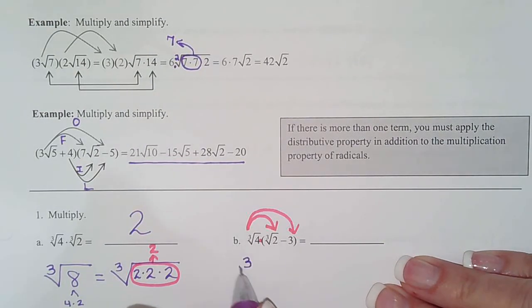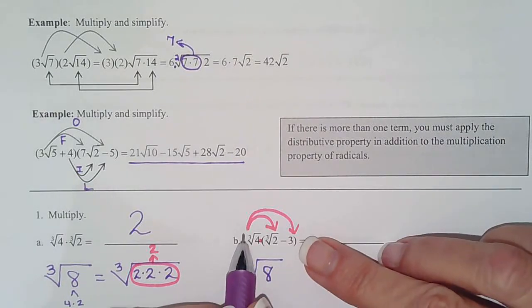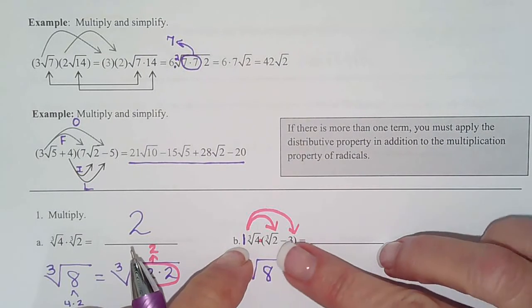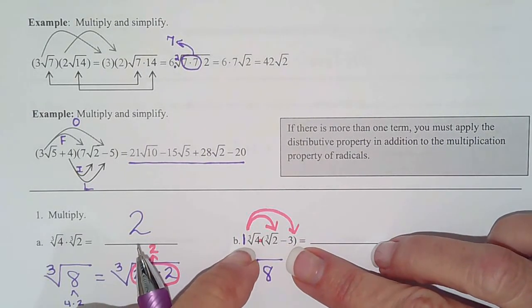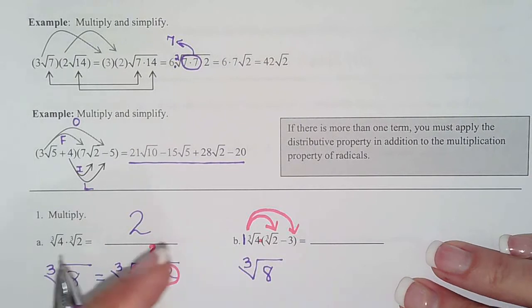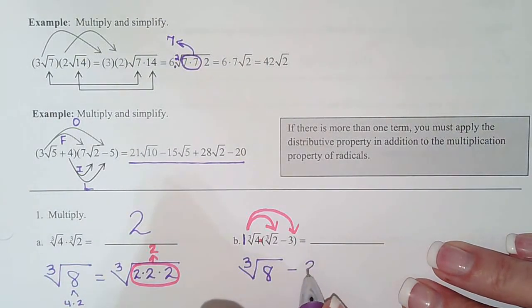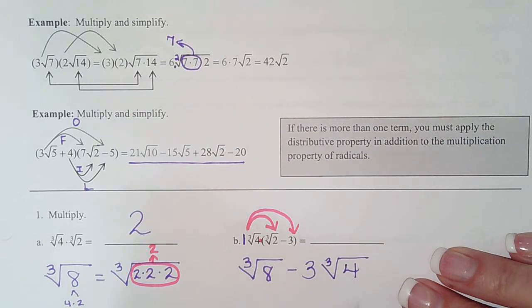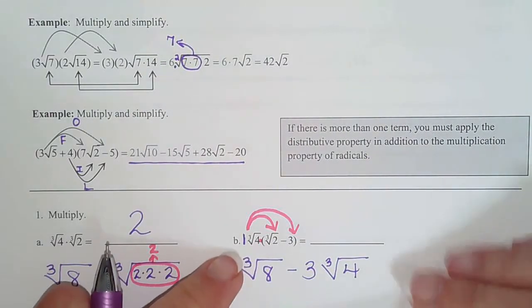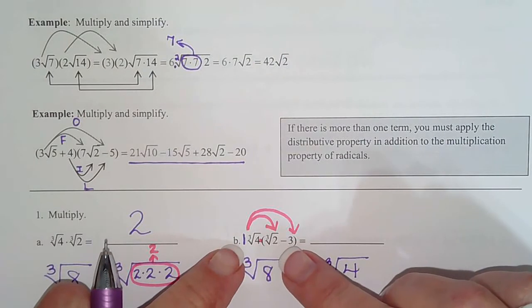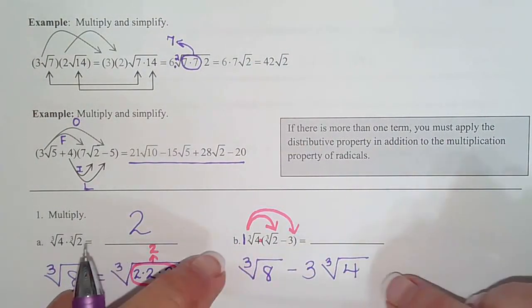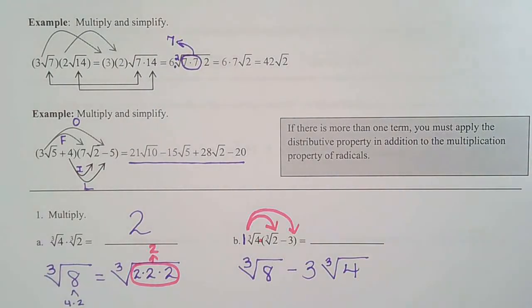So this is going to be cube root of 8 again. And then this one, you multiply the outer number. So remember, anything that doesn't have a number has a 1 there. So then that would be negative 3 cube root 4. So everybody understand where I got that? 1 times negative 3 is negative 3. And then I just tack on the cube root 4 because there's nothing to go with that.